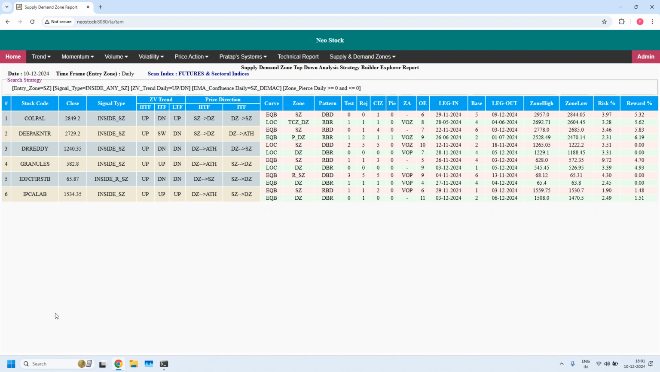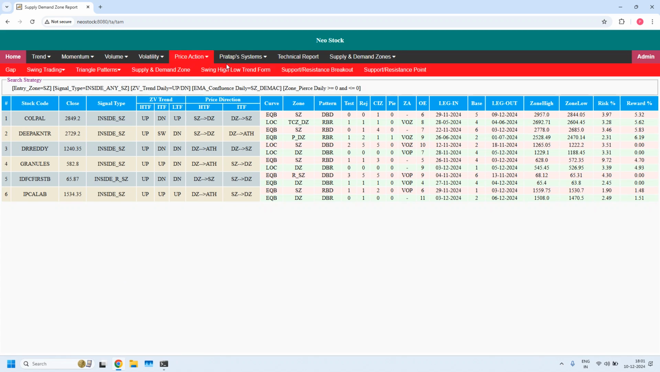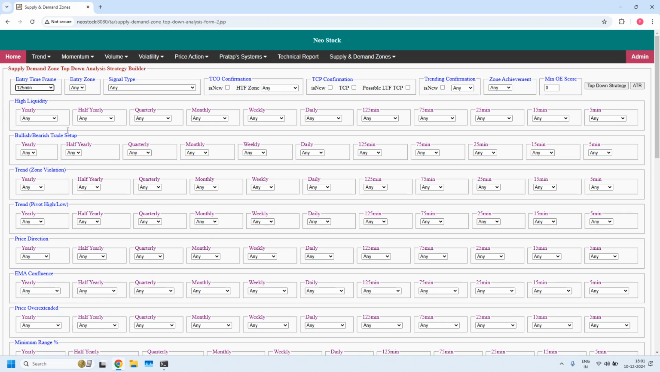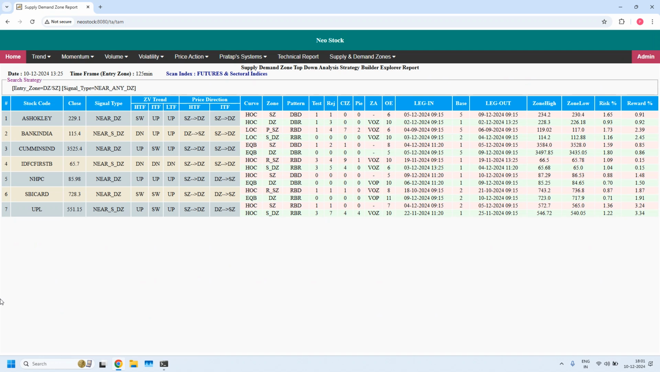This is how we are filtering high probability setup supported zones. Okay, this is about daily time frame. Next time frame is 125 minutes. Stocks near 125 minutes demand zone. We got 7 stocks.